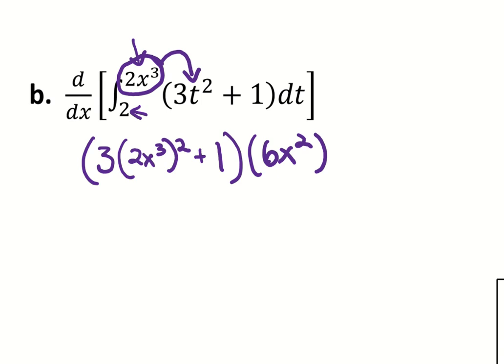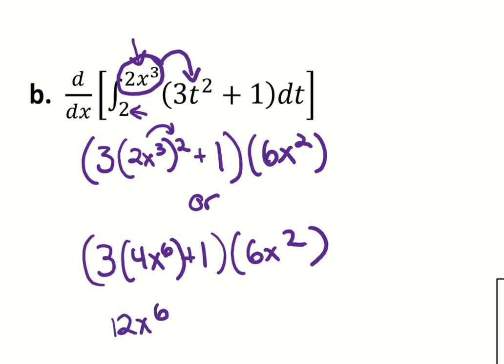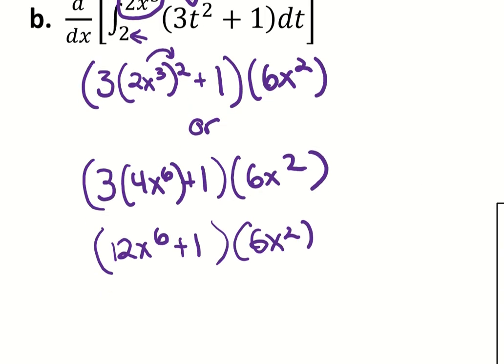But if you're like me and you want to simplify a little bit, you can clean up. First, we can take care of that exponent. So 3 times 4x to the 6th power plus 1. And all of that times 6x squared. And then you can clean up a little bit more, 12x to the 6th power plus 1. And again, all of that times 6x squared. And then finally, we'll have 72x to the 8th power plus 6x squared.